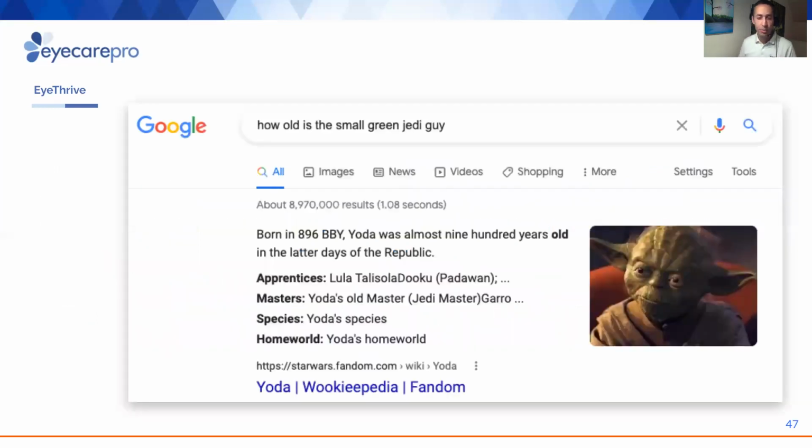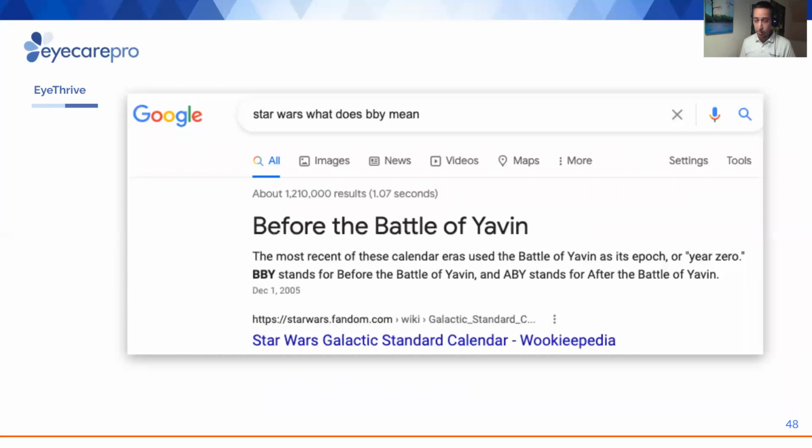The question that I put into Google was, how old is the small green Jedi guy? Now Google has 9 million results to choose from. But there's the answer. Google not only knew that I was asking about Yoda, but it could tell from the piece of text that it was the answer to my question. So now the next obvious question is, I had no idea what BBY was. So I decided, okay, Star Wars, what does BBY mean?